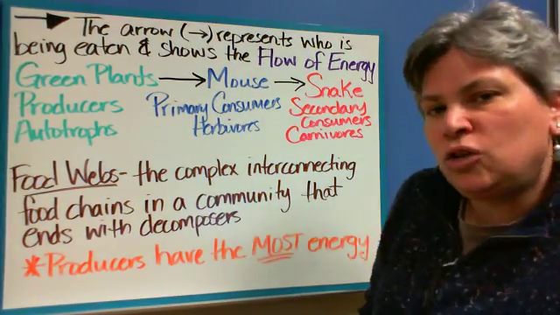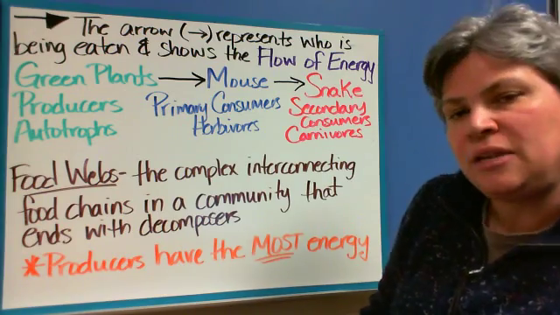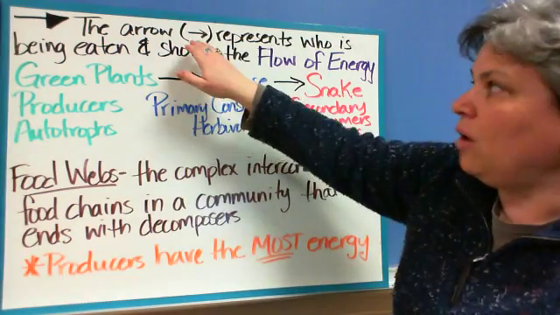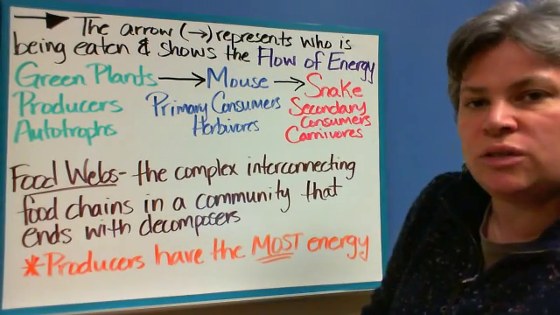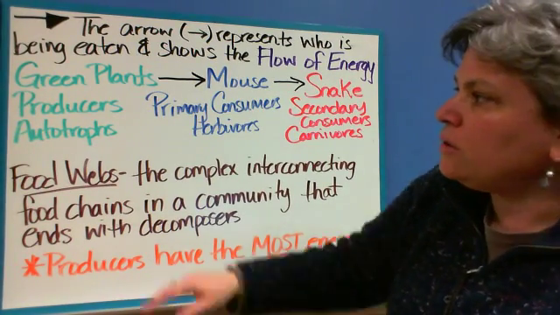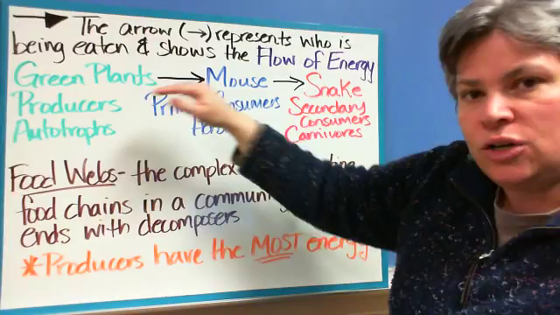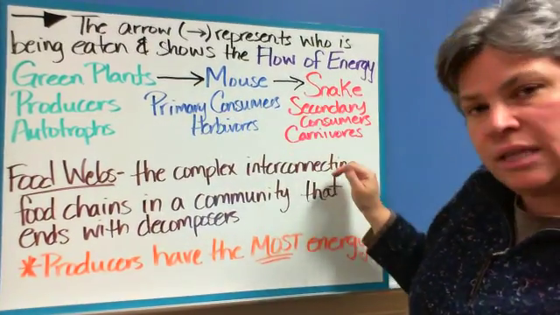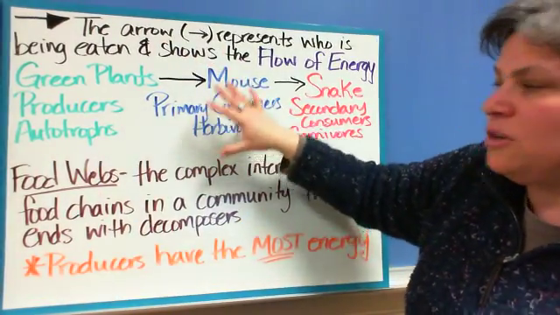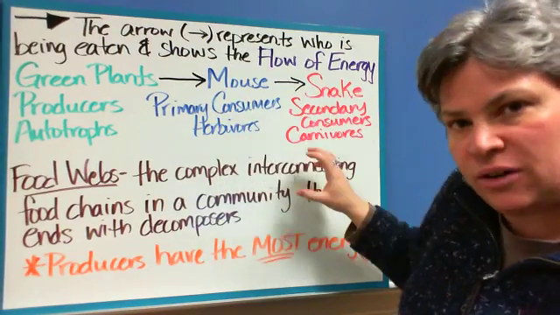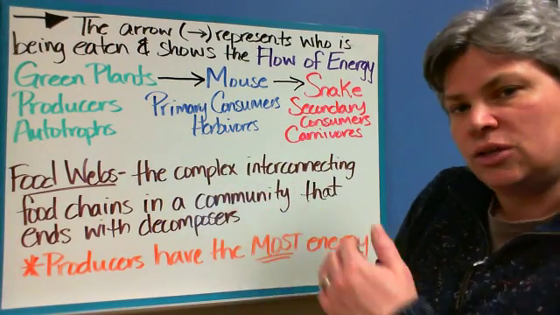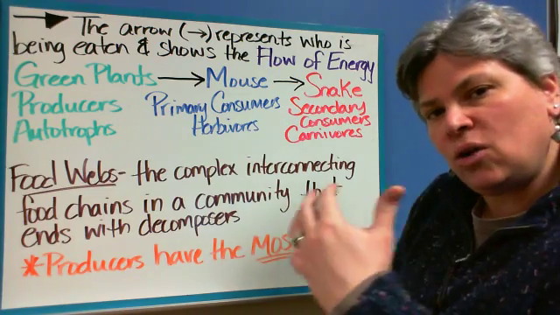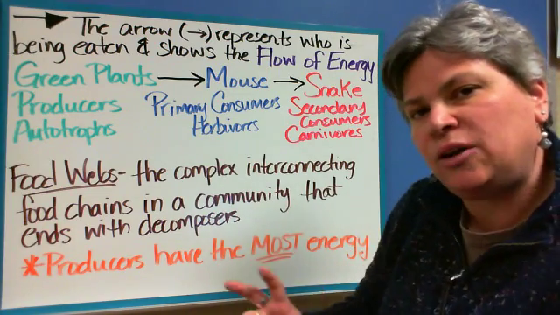Well, before we can look completely at the food chain, we have to keep something in mind. The arrow represents who is being eaten, and it shows the flow of energy. So the arrow is going to point from the plant to the mouse to the snake. We're moving in that direction. That's the flow of energy. The mouse is eating the plant, the snake is eating the mouse. So you have to make sure that your arrow is showing you which way the energy is going.